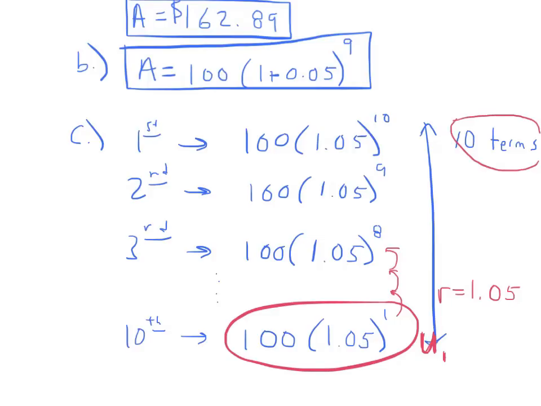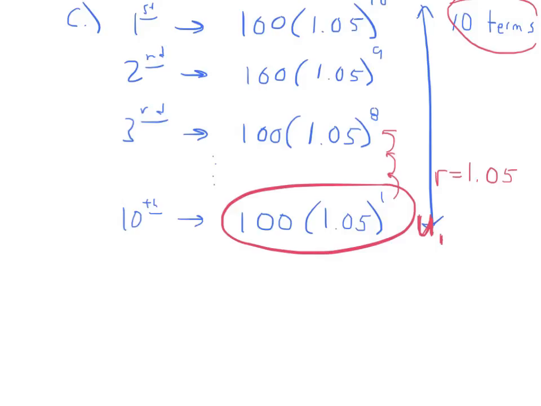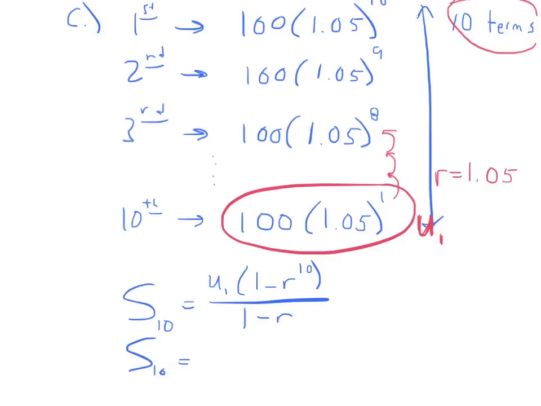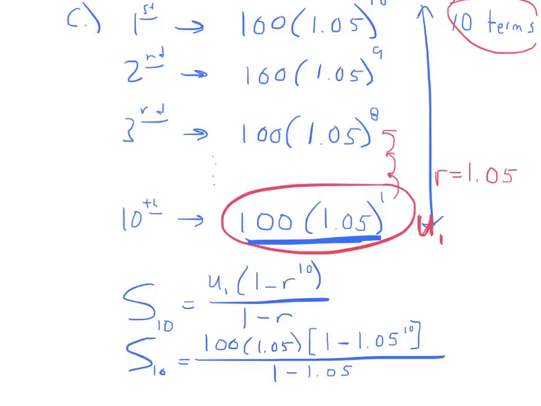How many times do I do this? Well, there are 10 terms that we're working with. There are 10 years worth of money that are being collected. And so if I use the geometric series formula, I should be able to add this whole thing up. Right? We know from before that the sum of 10 terms will be U1 times 1 minus the common ratio to the 10th power all over 1 minus r. Well, my first term we said was going to be 100 times 1.05, times 1 minus the common ratio, that's 1.05 raised to the 10th power, and it's all over 1 minus 1.05.